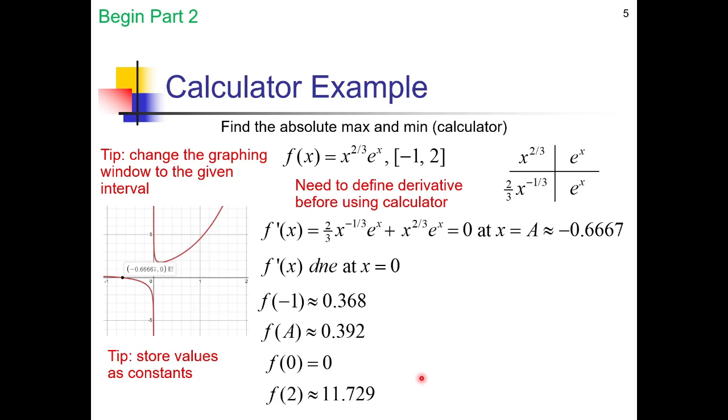Taking a look at all of this, we see that our absolute min, the smallest of these values, is 0, which happens at x equals 0, and our absolute max is this 11.729.